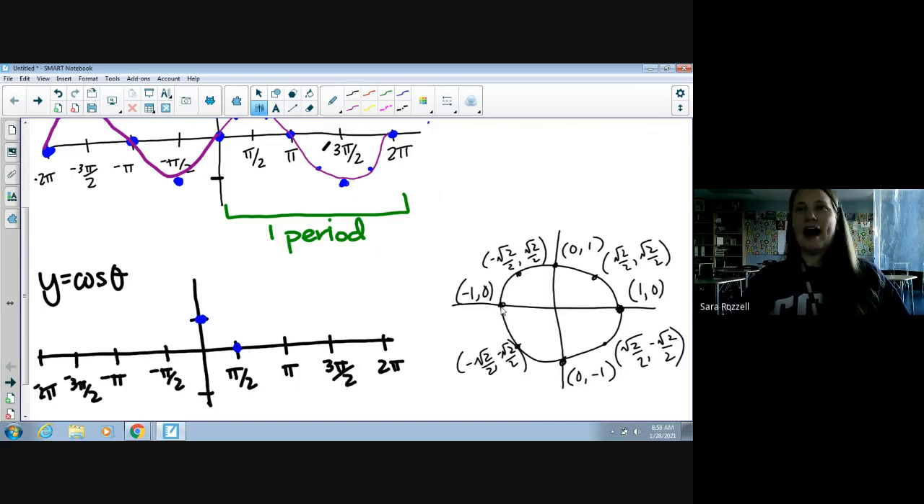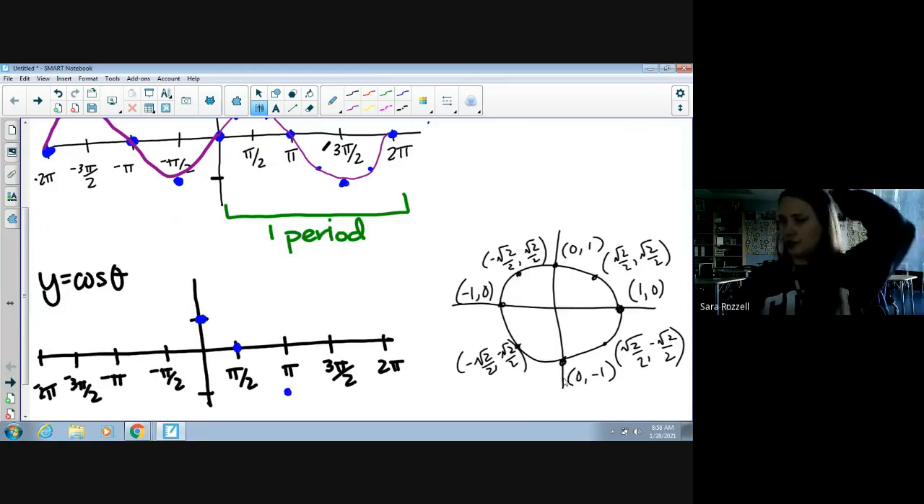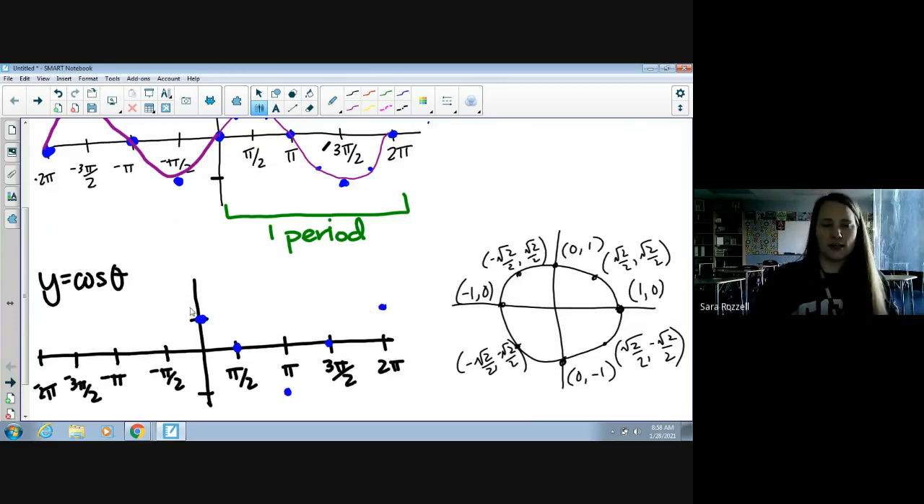When you're at pi, what's the x value? -1. Good. When you're at 3 pi over 2, the x value is 0. And back to 2 pi, the x value again is 1. Okay, and we can follow this same pattern. It happens that it goes this way as well.